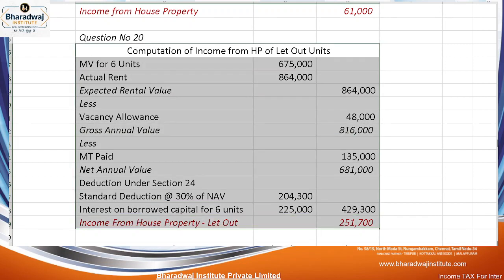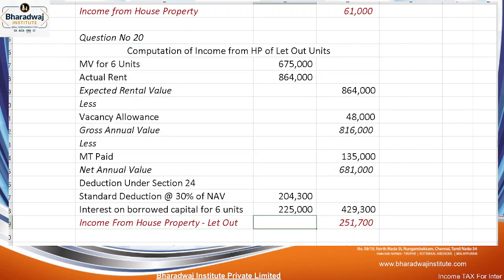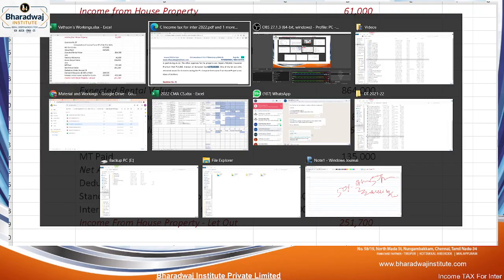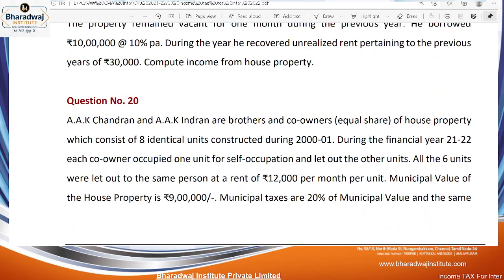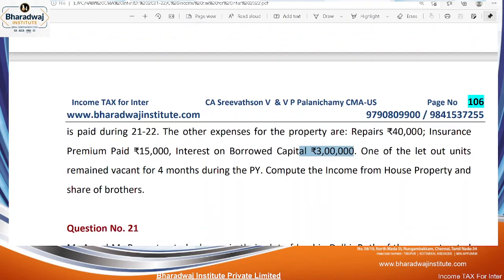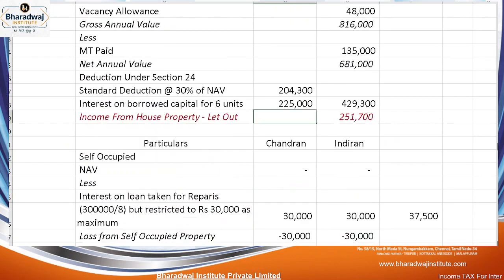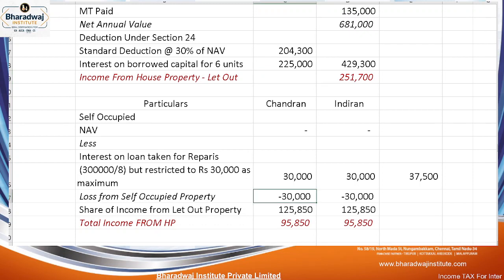For the 6 units let out, we worked out the income from house property. Next, let us go ahead with the computation of income for the self-occupied property. Indran and Chandran each self-occupied 1 unit, so NAV will be 0. Interest on borrowed capital can be claimed. So let us do that.